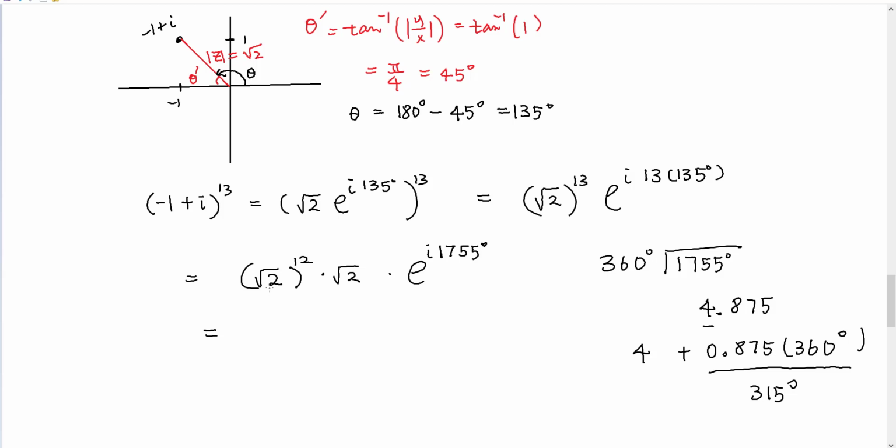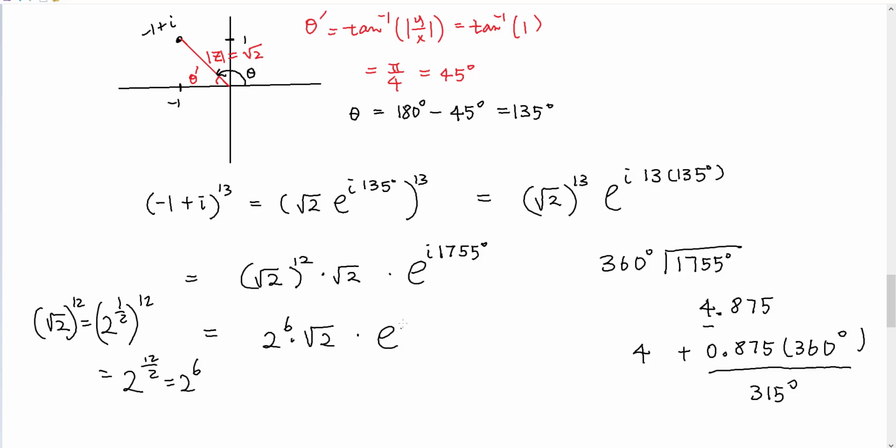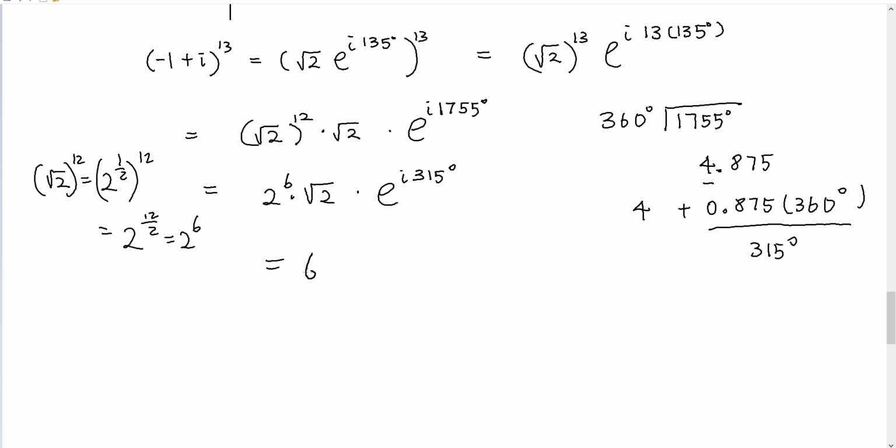Now the square root of 2 to the 12 is 2 to the 6, because the square root of 2 is 2 to the half. So if I do the 12 right here, it's 2 to the 12 over 2, which is 2 to the 6, and the square root of 2. And now 1755 is coterminal, and 2 to the 6 is 64, times the square root of 2. And now what I have is 315 degrees. So I have 64 square root of 2 times cosine 315 degrees plus i sine 315 degrees.